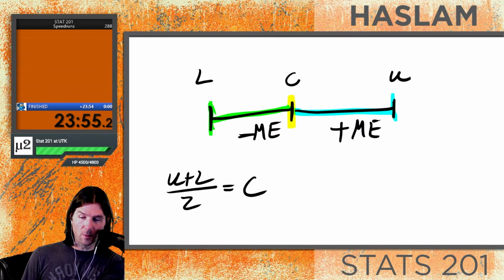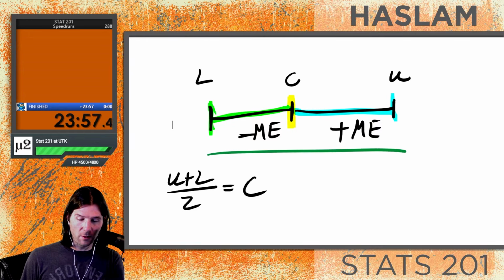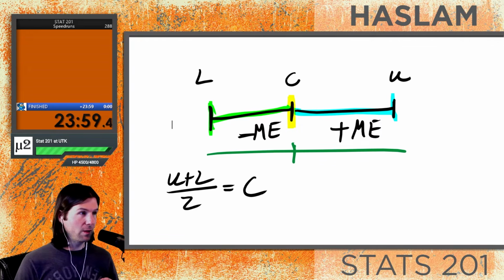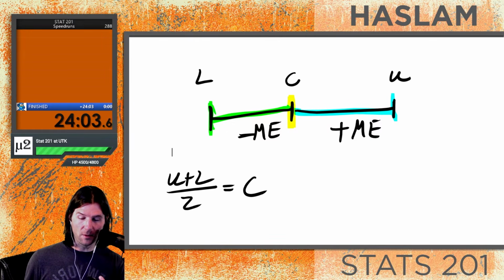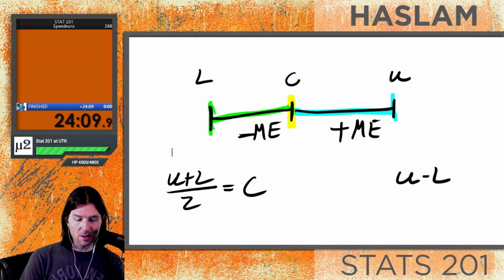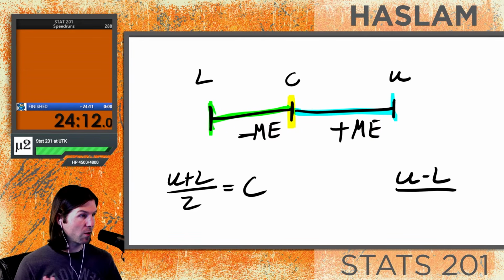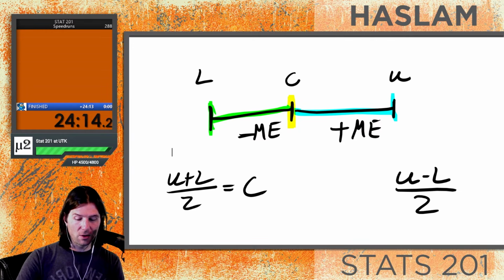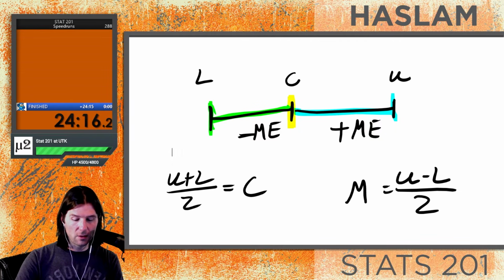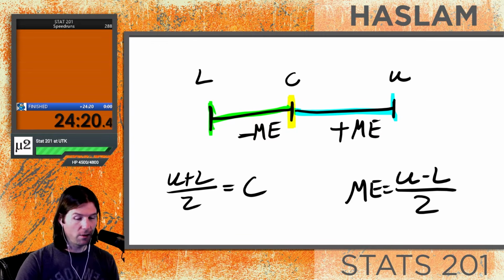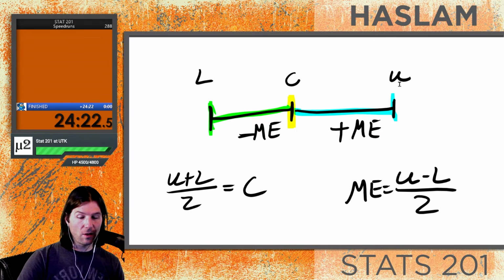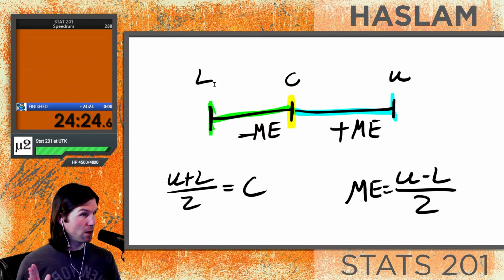But what do you notice about the margin of error? Just look at the margin of error this way. The margin of error is going to be half the length of the interval. So to find the length of the interval, we can do the upper minus the lower, which is just how far those two numbers are apart, and then divide that by 2 to get the margin of error. So the margin of error is going to be equal to half the length of the interval. The length of the interval is the distance from the upper to the lower, like the range of the interval.